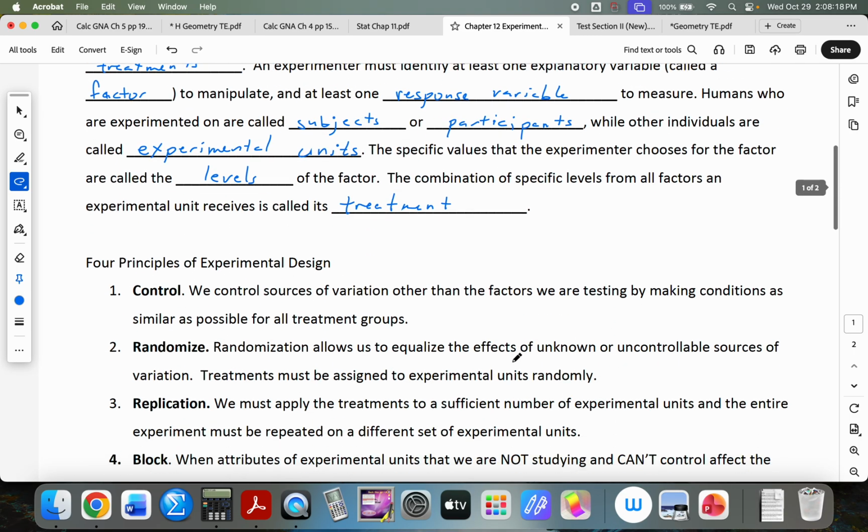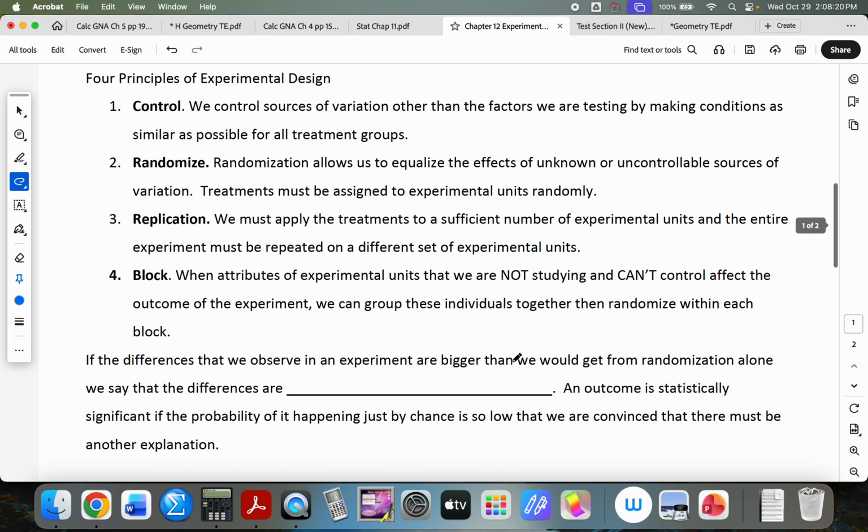So, this will not reach your quiz score. The 4 principles of experimental design. Students tend to kind of gloss over this, but this is super important. Okay? First of all, control. We control sources of variation other than the factors we are testing by making conditions as similar as possible for all treatment groups. So you don't want something else that's a factor beyond your control. You'd like to try and eliminate those as much as possible.